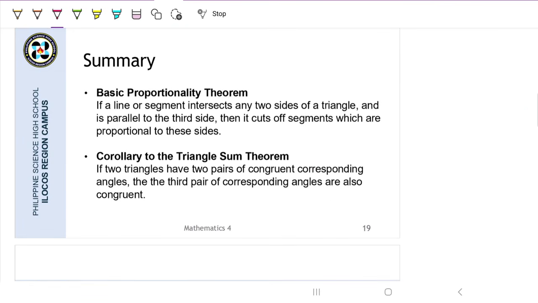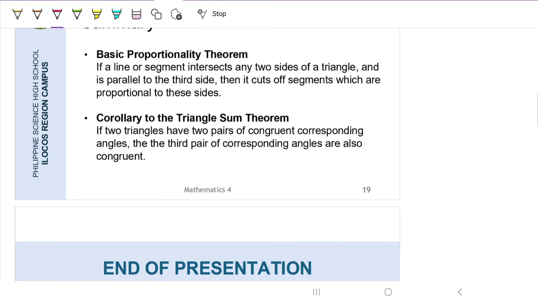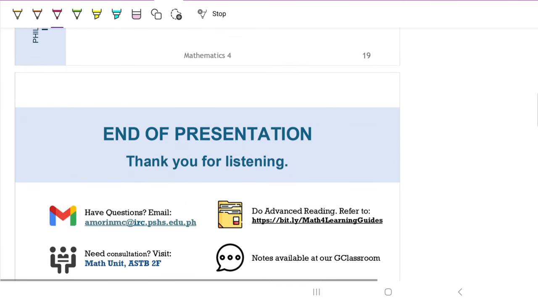So in summary, the basic proportionality theorem states that if a line or segment intersects any two sides of a given triangle and that line is parallel to the third side, then it cuts off segments which are proportional to these sides. And the corollary to the triangle sum theorem states that if two triangles have two pairs of congruent corresponding angles, then the third pair of corresponding angles are also congruent. So that's all for this video lesson.